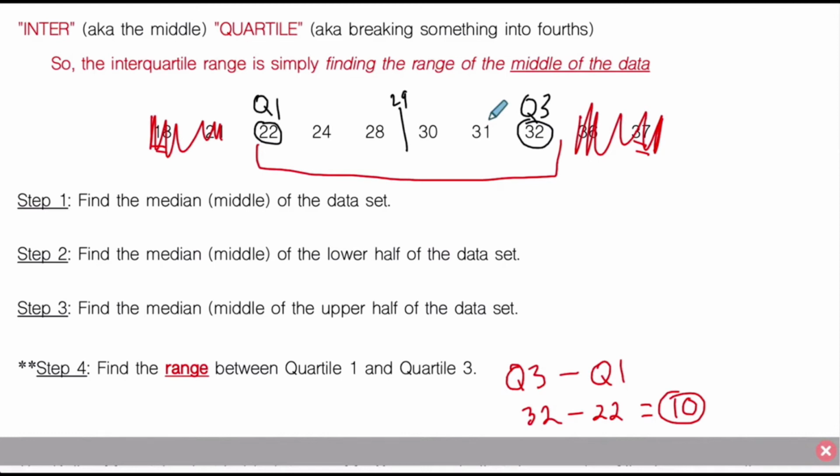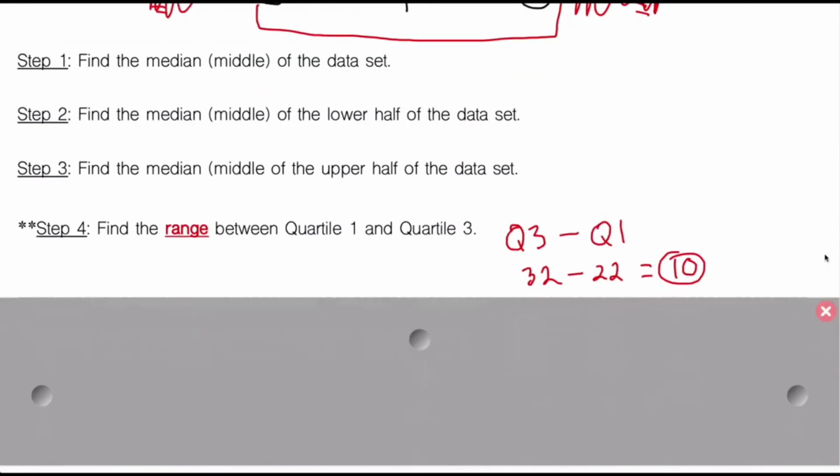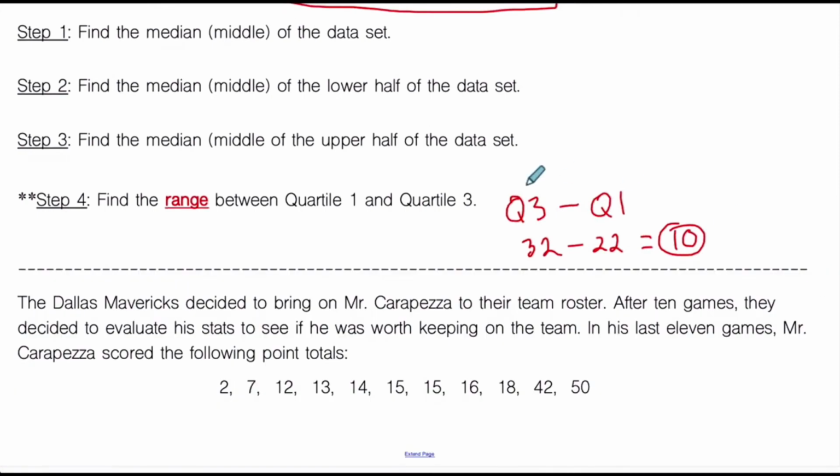And to make that a little more, hopefully at least a little more real to you, I'm going to redo the basketball example that was on the previous slide and finish it. We're going to find the actual IQR.